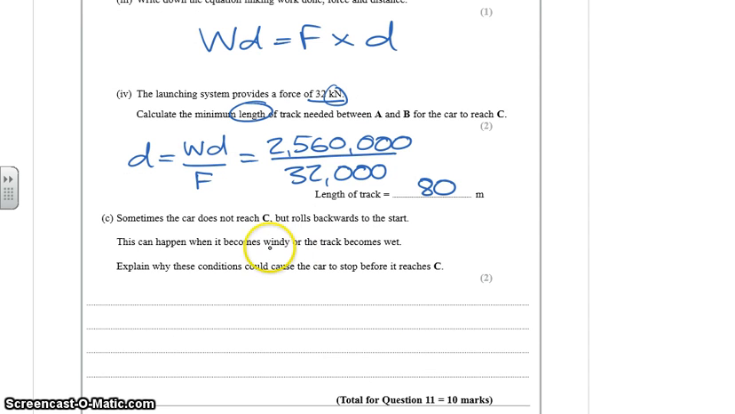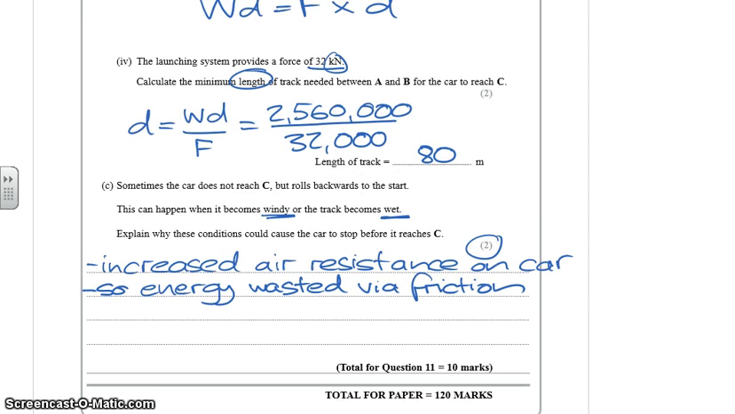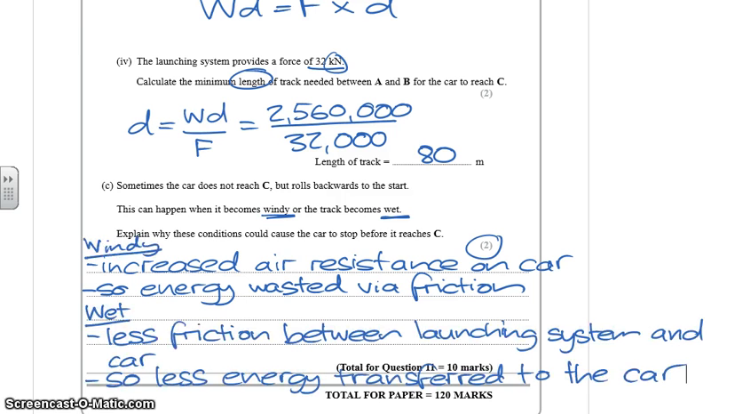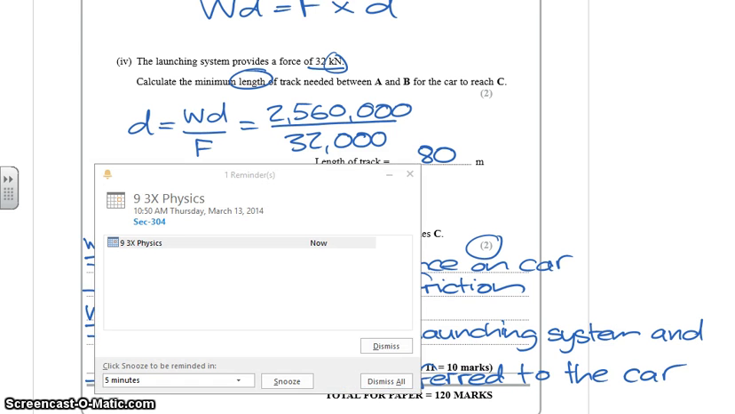In part C, it talks about two different situations. It talks about when it's windy, or when the track gets wet. So ideally we need to take each of those and give an explanation for each one of those to get those 2 marks. So let's start off with when it's windy first. When it's windy, there's increased air resistance on the car, so some of its kinetic energy is going to be wasted to heat via the process of friction. So those were the points for if it's windy.